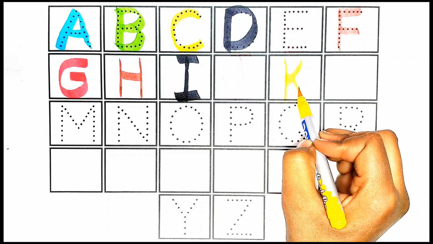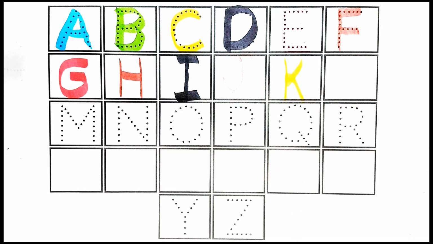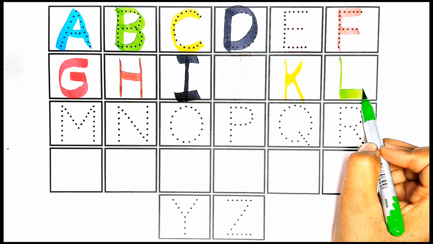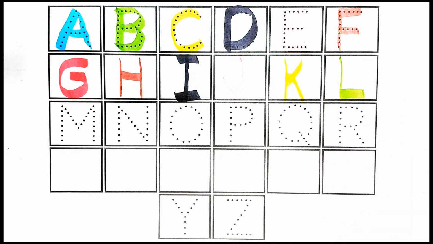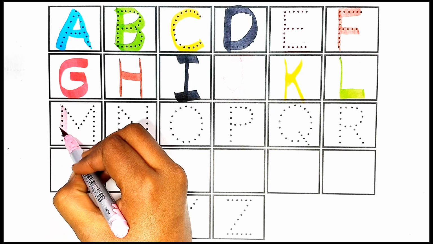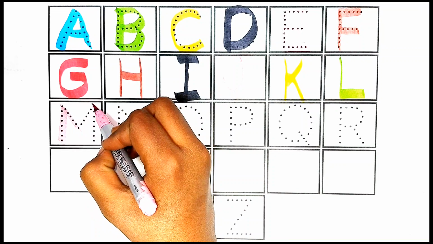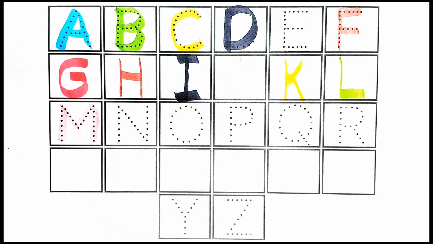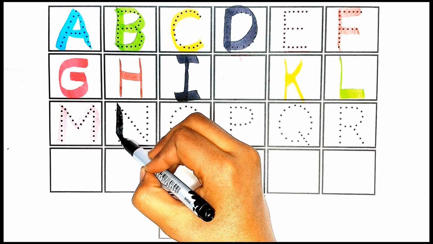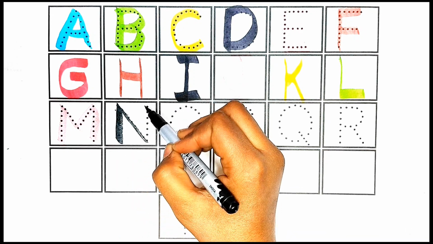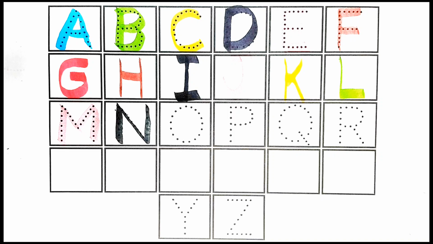K for kite, K for kite. L for lion, L for lion. M for monkey, M for monkey. आगे क्या आएगा बच्चों? N for nest, N for nest.